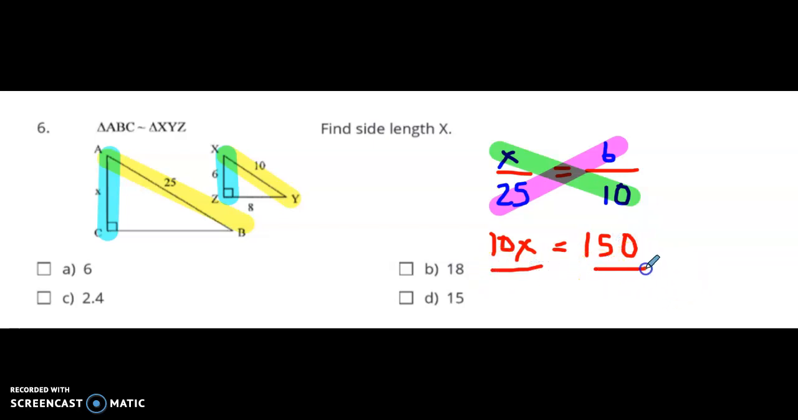To solve for X, we isolate our variable. X and 10 touching means they're being multiplied. So we're going to use the inverse operation of division to get X by itself. Divide by 10, we get X equals 15.